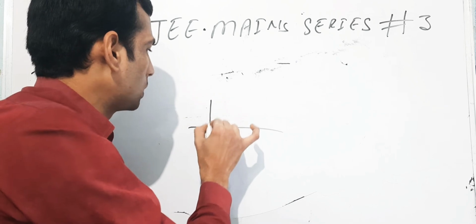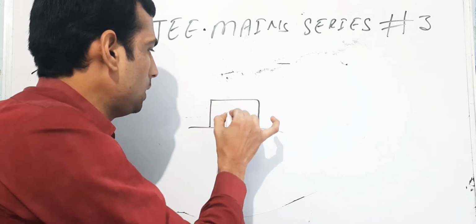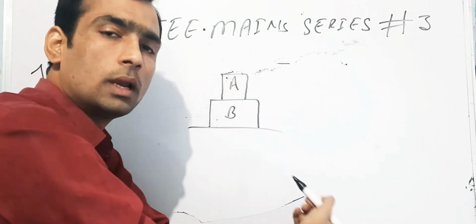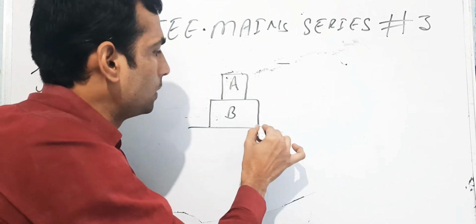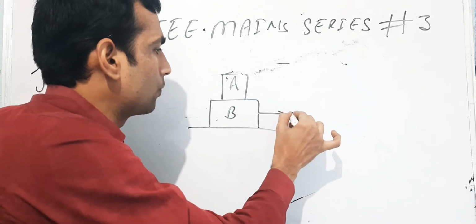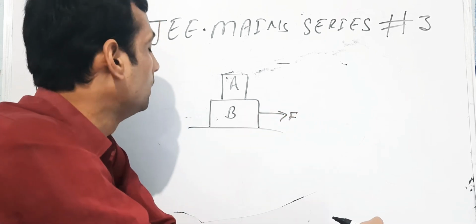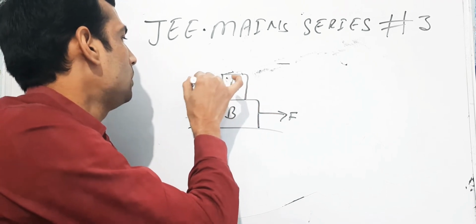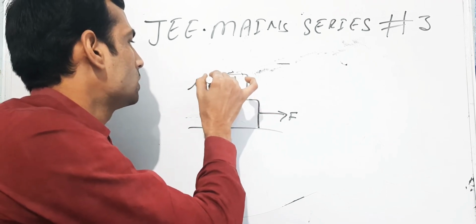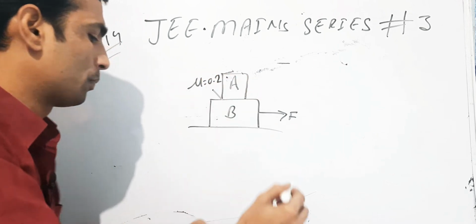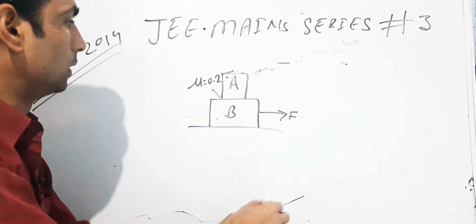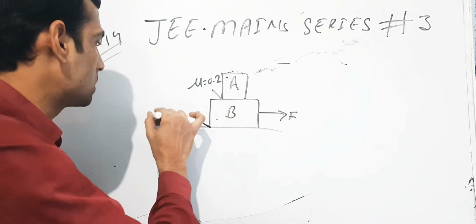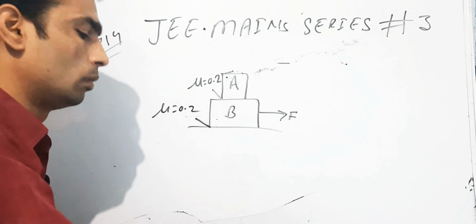This is block B and this is block A. Exactly, we will get the same questions as in the previous year. A force F is applied on block B horizontally. What is given in the question? The coefficient of friction between block A and B is 0.2, right? And the coefficient of friction between block B and the surface also remains 0.2, right?